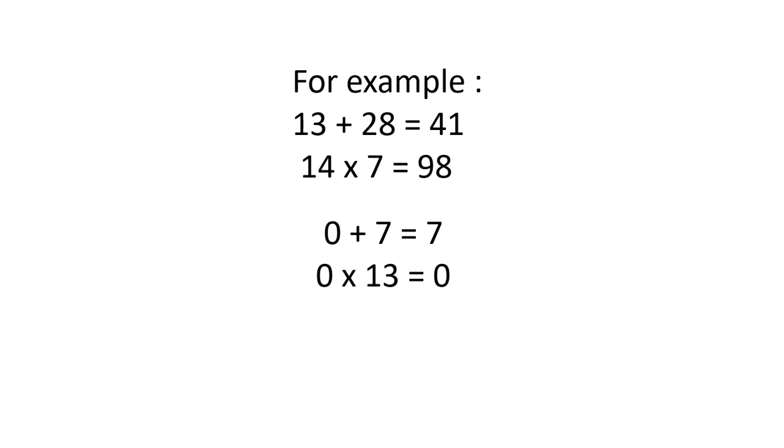Now 0 is a whole number, 7 is a whole number, so 0 plus 7 is equal to 7, which is again a whole number. 0 into 13: 0 is a whole number, 13 is a whole number, we get the product as 0, which is again a whole number. So it means to say that whole numbers and natural numbers are closed under addition and multiplication.